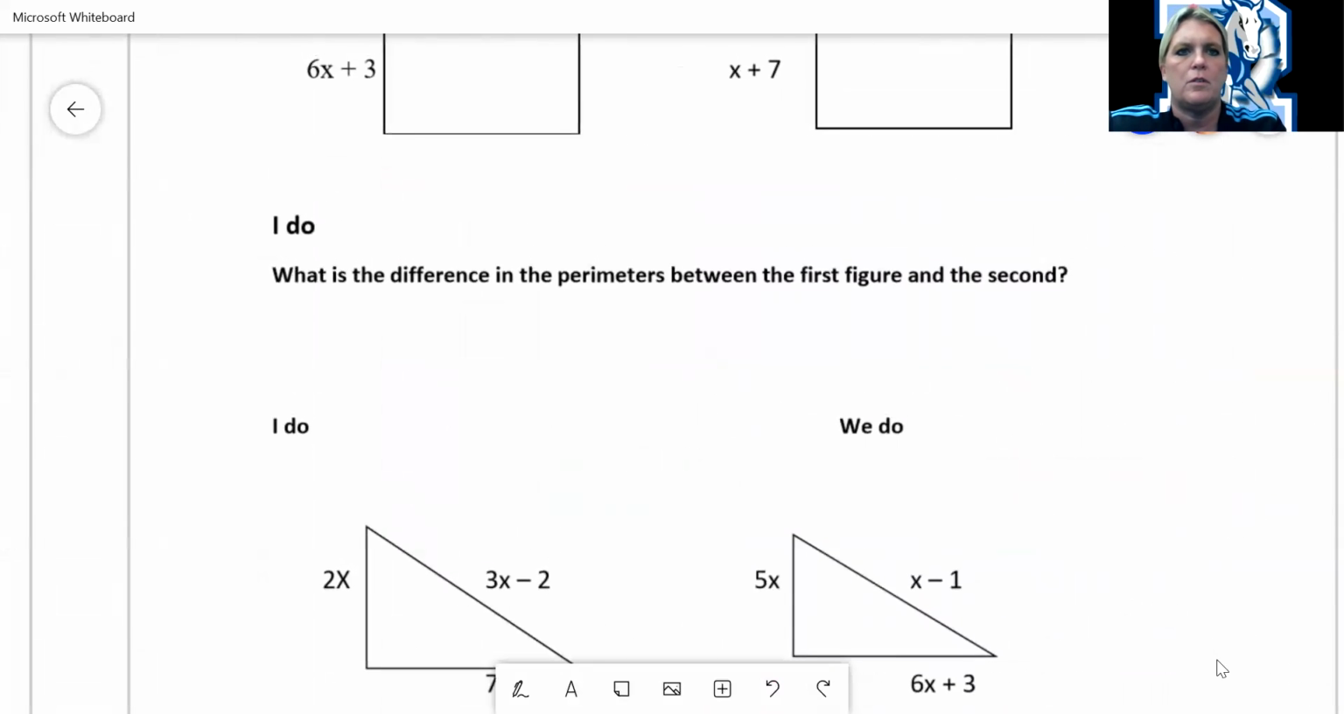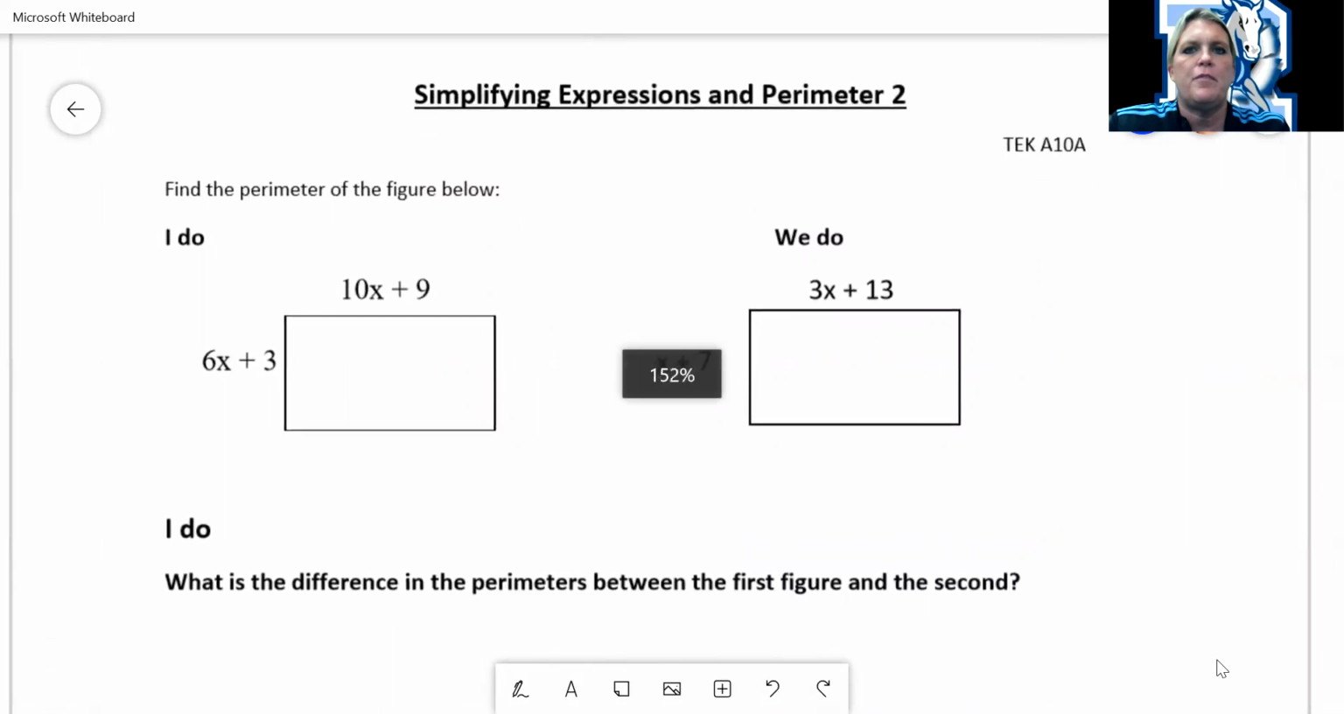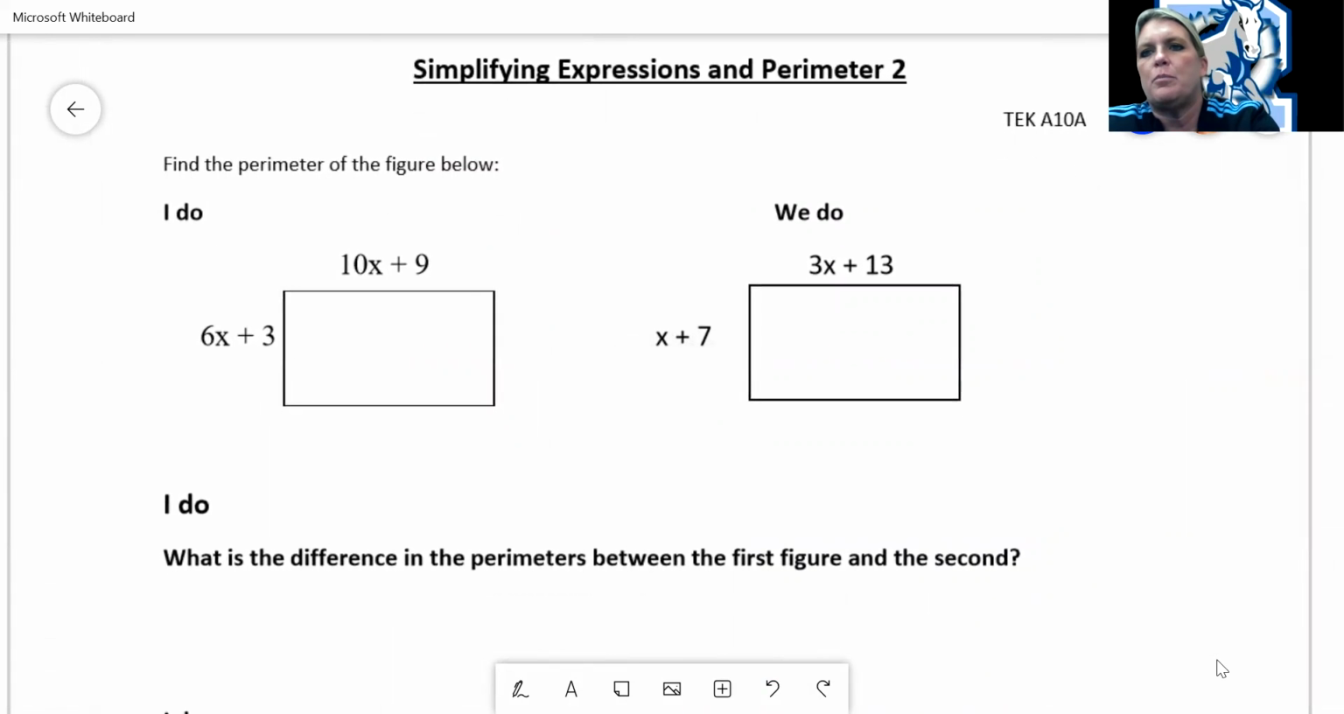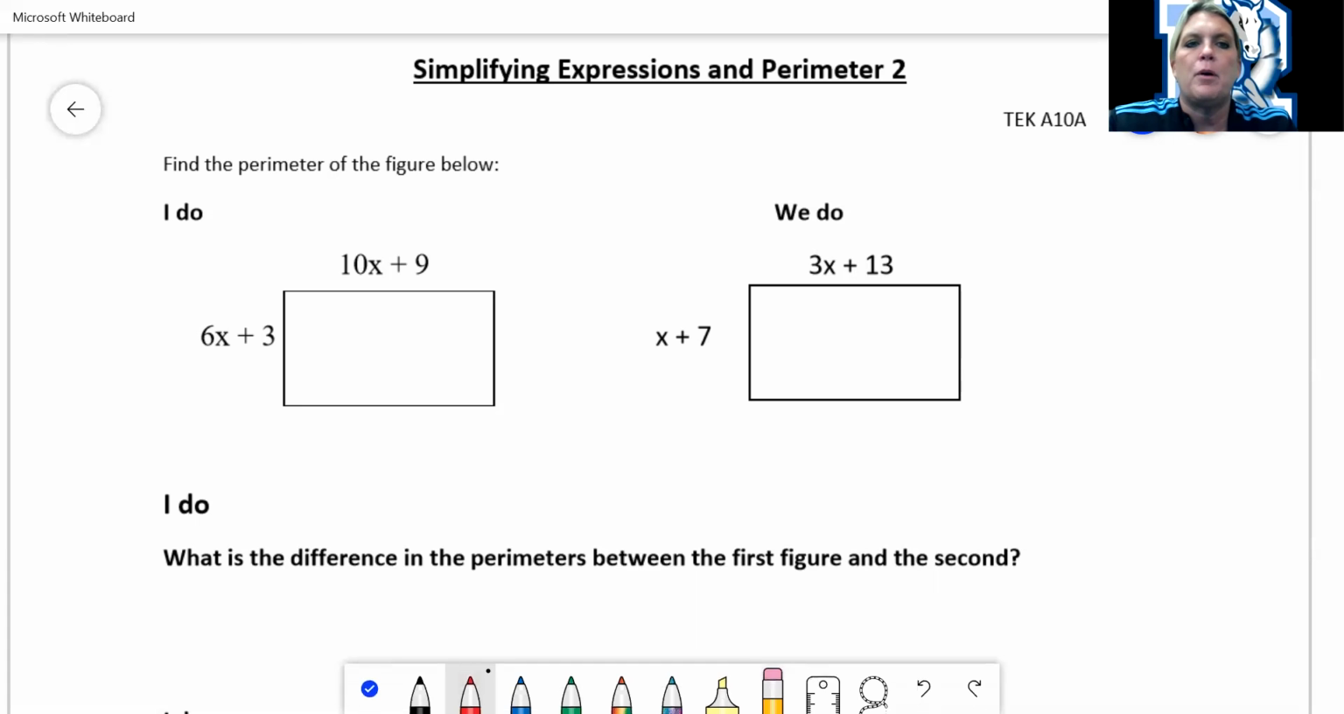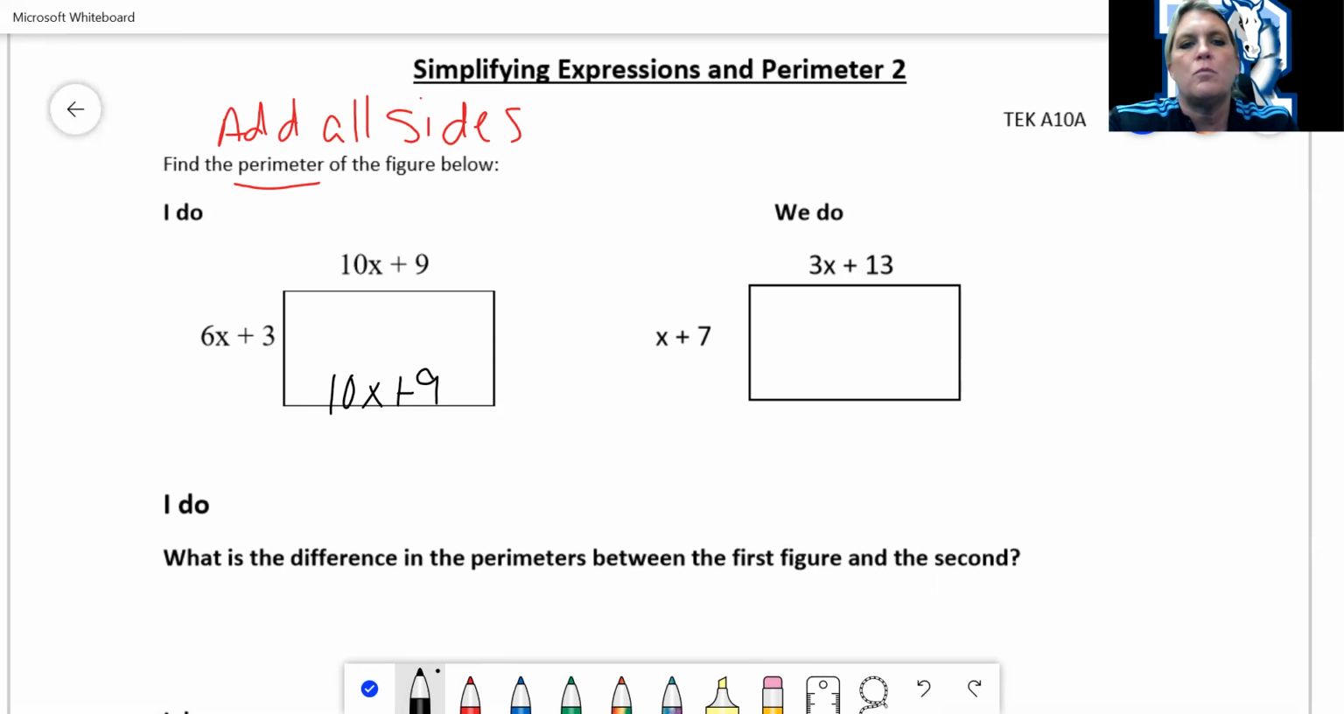All right, pull this over here. Simplifying expressions and finding the perimeters of 2 figures, and the difference of the figures. Remember, when you're trying to find perimeter, that means to add up all sides. So perimeter, add all sides. Well, let's look at this first example. Let's make sure we label all sides. In a rectangle, the opposite sides are congruent. They are the same. So I have 10x plus 9. The left and the right will be the same, 6x plus 3.